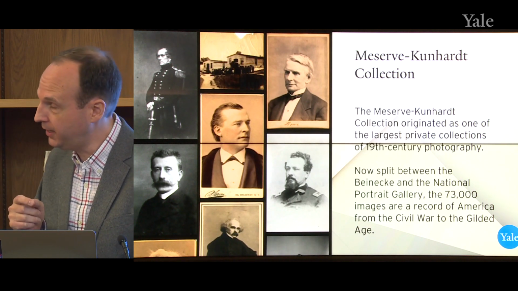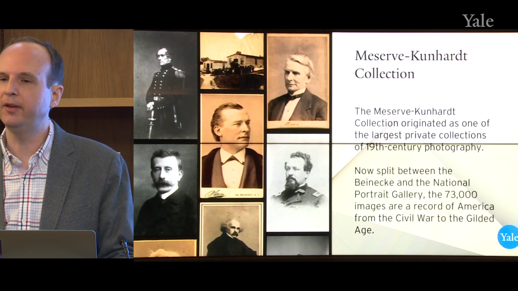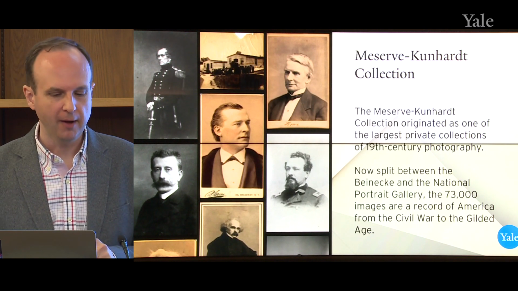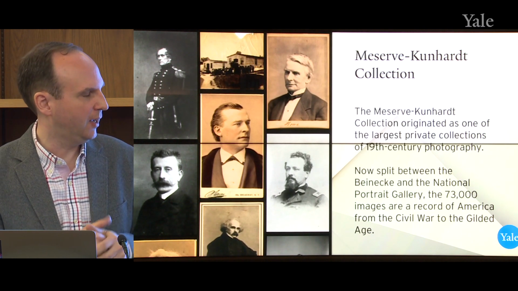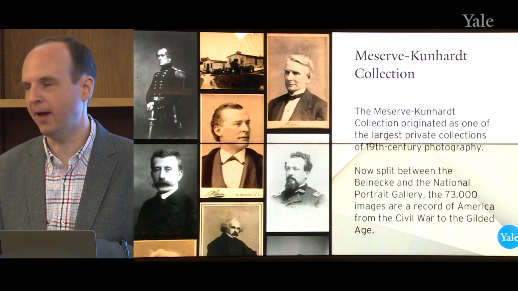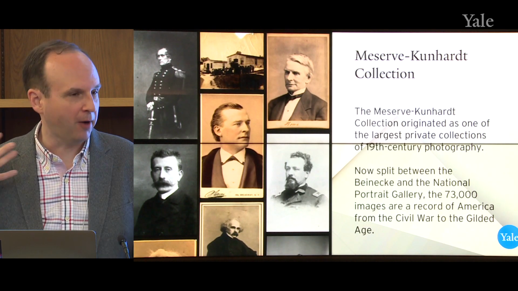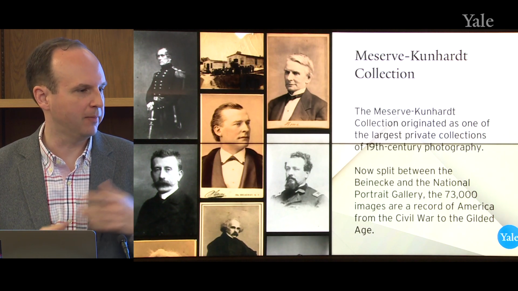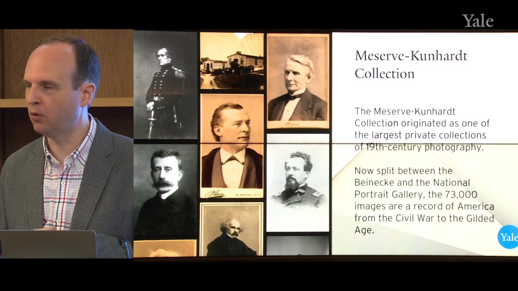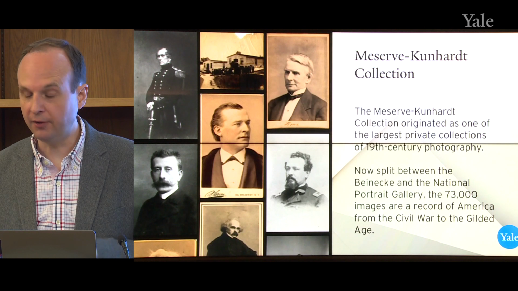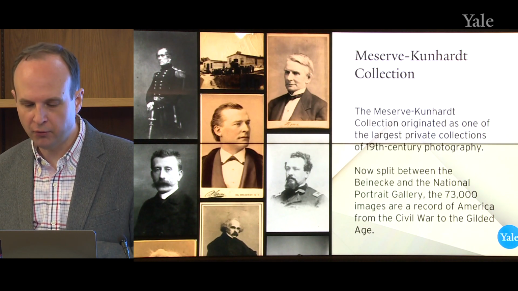Yale Beinecke Rare Book and Manuscript Library and the National Portrait Gallery in the Smithsonian. The majority of the collection physically is at the Beinecke, and then there are some very important Matthew Brady negatives at the National Portrait Gallery. It's one of the largest private collections of 19th century photography from the 1860s to the 1890s, the Civil War to the Gilded Age. And it's an incredibly rich and powerful collection to look through.